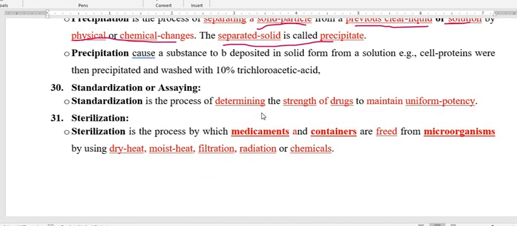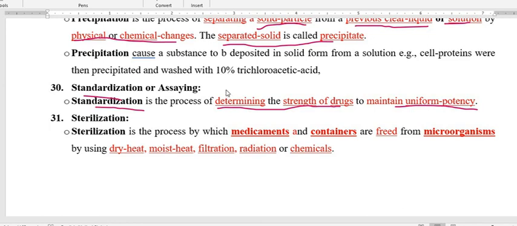Next is standardization or assaying. As the name tells, it is determining the strength of the drug. Standardization is a process to know the strength of the drug and to maintain uniform potency.